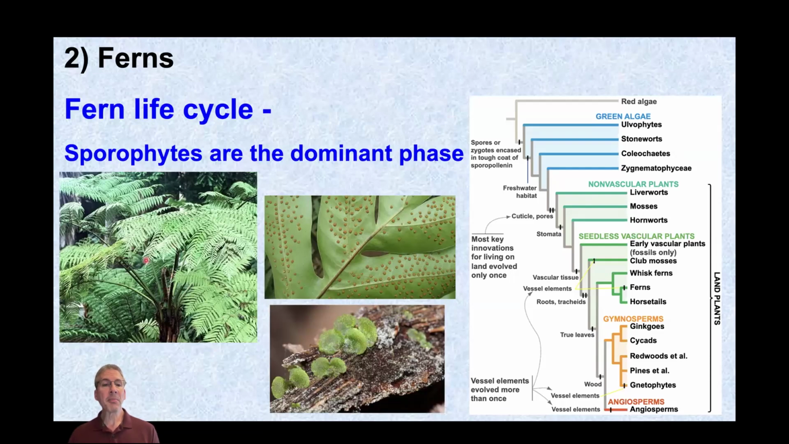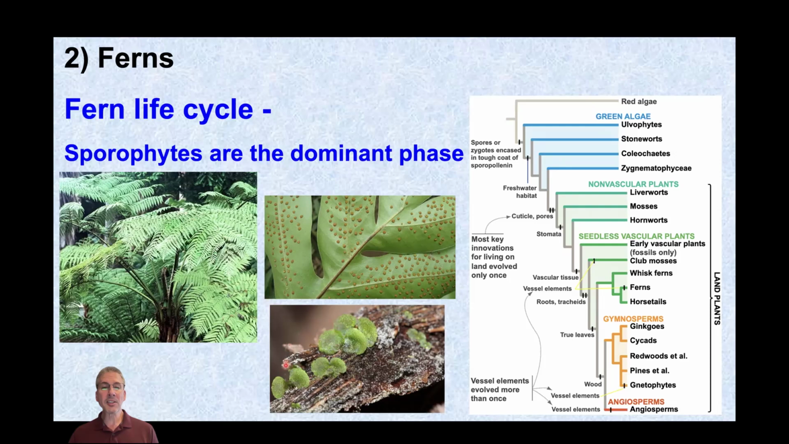And we know that's sporophyte because if you look on the underside of fern fronds, as they grow and mature, they'll often be loaded with lots of these little yellow or brown structures. Those are actually sporangia, or spore-producing structures. So the fern itself is all the sporophyte phase of the life cycle.